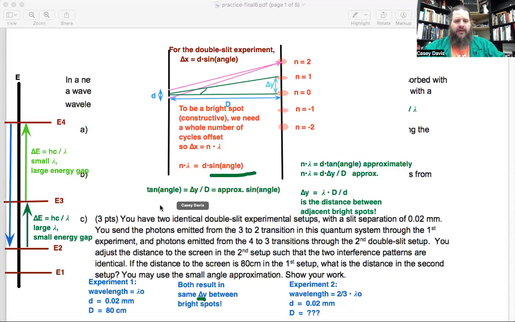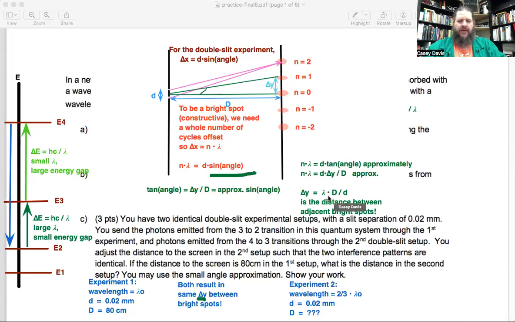And since we're specifically told that both of these experiments give you the same interference pattern, that means they'll have the same difference between bright spots. So what can we do with this formula? Well, we've already isolated delta y here, but what do we know about delta y in experiment 1 and delta y in experiment 2? They're the same.